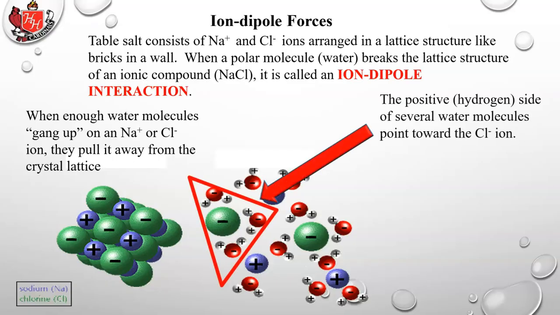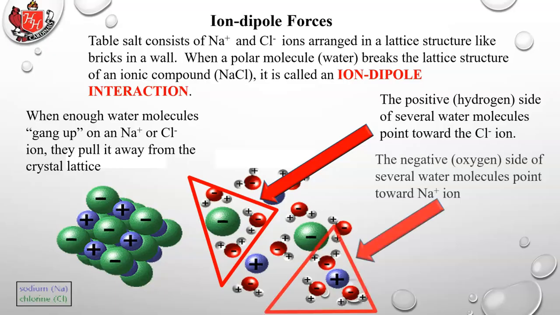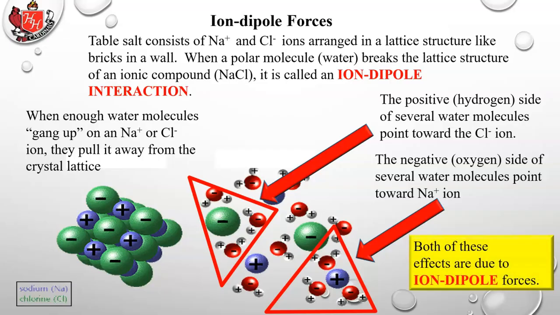So if you look at the triangle there, the positive hydrogen side of several water molecules, you can see the pluses, those are the hydrogens, are pointing toward that negative chloride ion, the green. And that's going to then pull that chloride ion away from that crystal lattice structure. There in that triangle, you see the negative oxygen side of several water molecules point toward the positive sodium ion, and then they pull it away from the crystal lattice structure. So both of these effects are due to ion dipole forces.